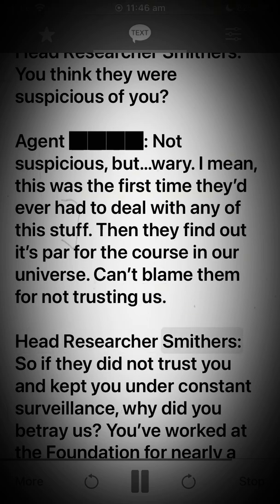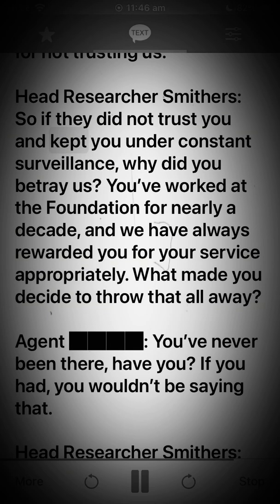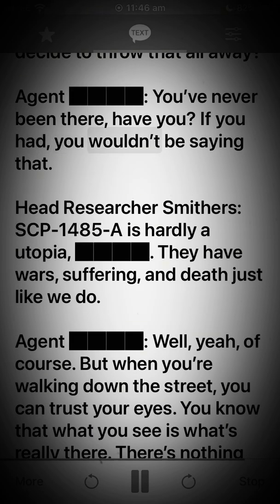Head Researcher Smithers: So if they did not trust you and kept you under constant surveillance, why did you betray us? You've worked at the Foundation for nearly a decade, and we have always rewarded you for your service appropriately. What made you decide to throw that all away? Agent: You've never been there, have you? If you had, you wouldn't be saying that. Head Researcher Smithers: SCP-1485-A is hardly a utopia. They have wars, suffering, and death just like we do.